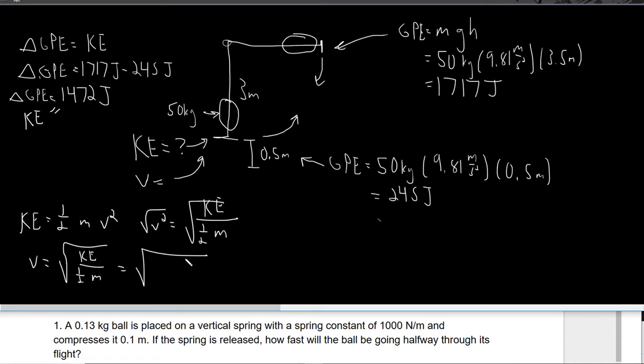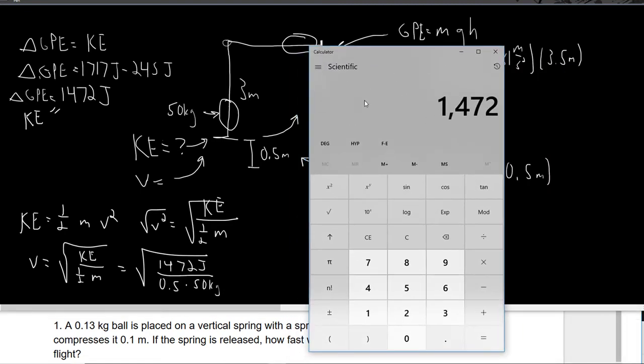So in this case, let's plug in some numbers. I've got 1,472 joules over 0.5 times 50 kilograms. All right, so let's see how badly I mess up typing this in. Square root of 1... Nope, that's not going to work. Okay, so let's just go like this.